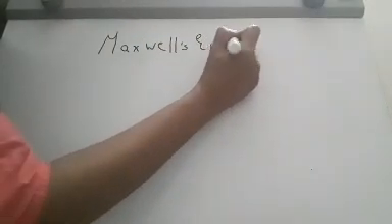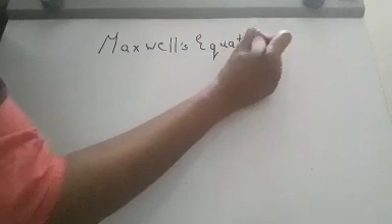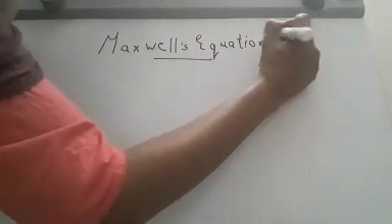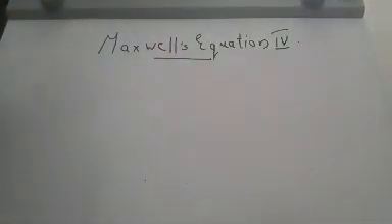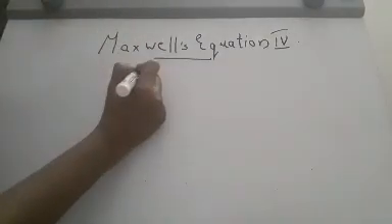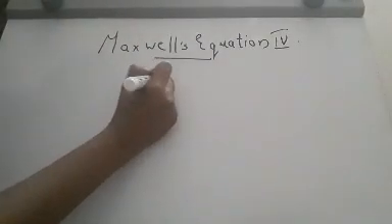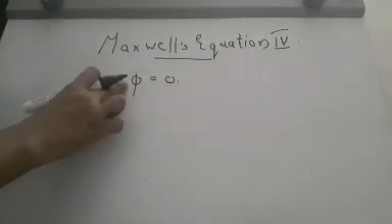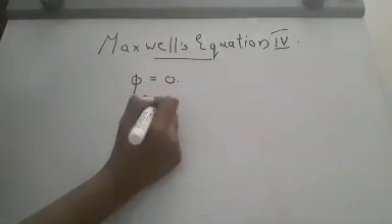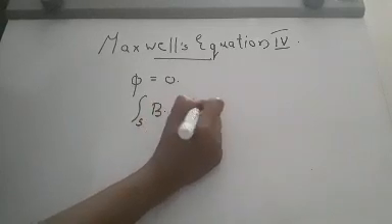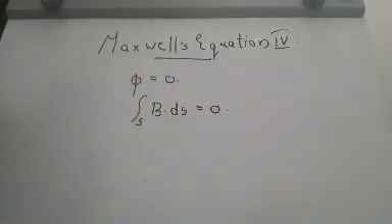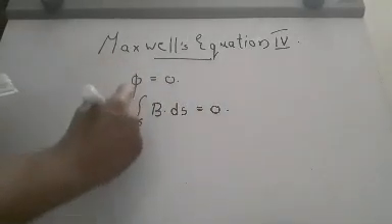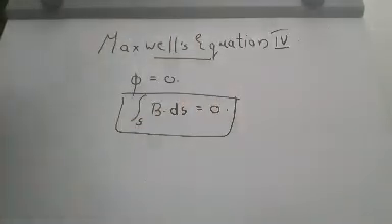So Maxwell's equation 4 is based on Gauss's law for magnetic field. According to Gauss's law for magnetic field, the flux coming out of a closed surface is 0. This is magnetic flux, so I am representing it like phi, and that is surface integral of B dot dS equal to 0. So this is Maxwell's equation 4 in integral form.